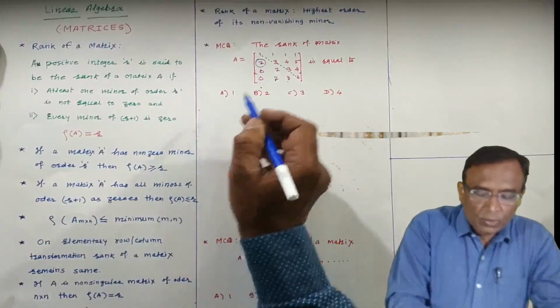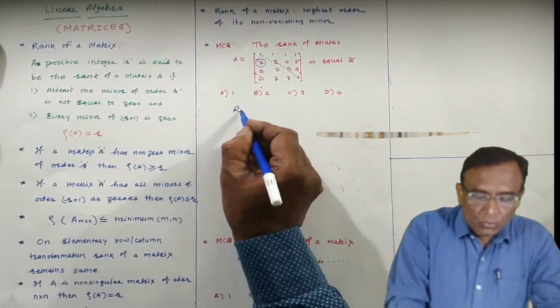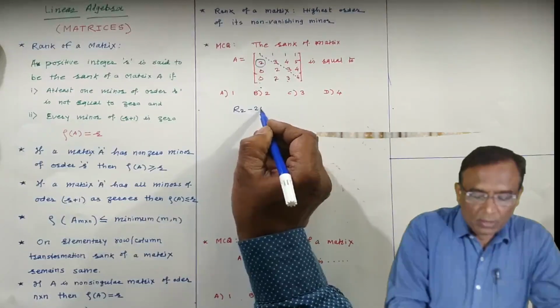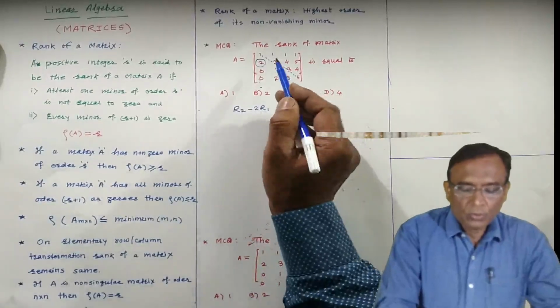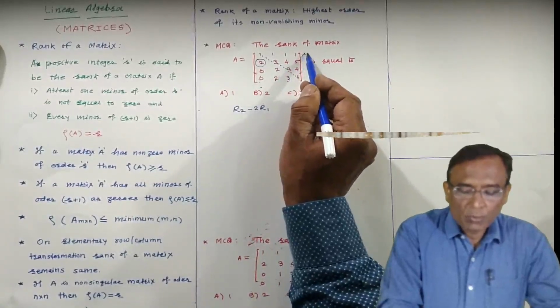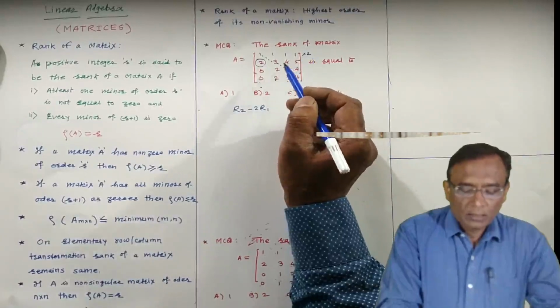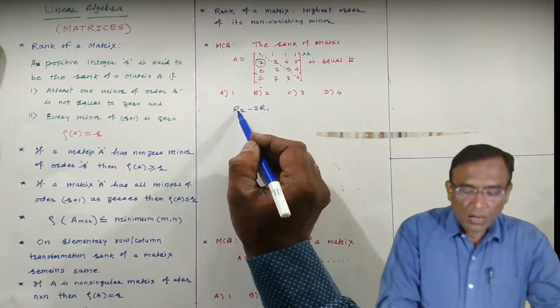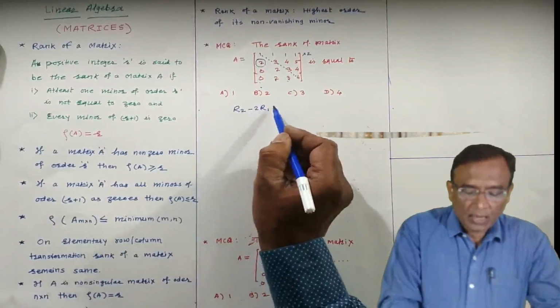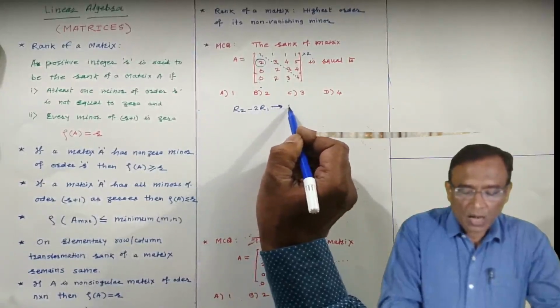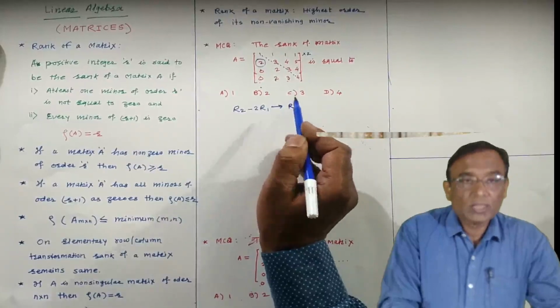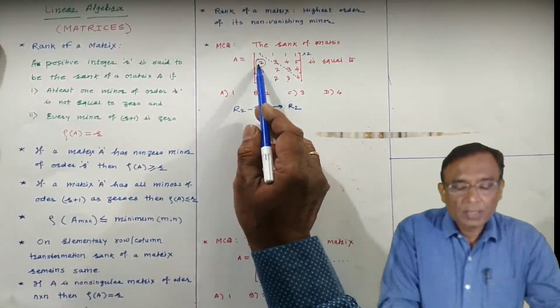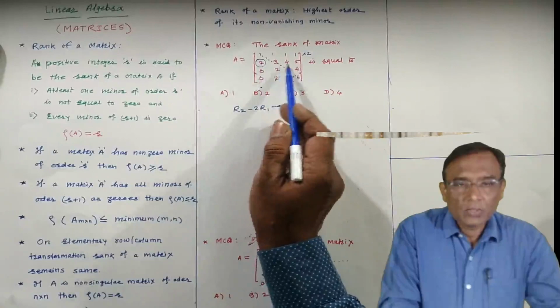So what I have to do is R2 minus 2 times R1. I am going to multiply the first row by 2 and then subtract that from the second row. This means R2 minus 2R1, and R2 minus 2R1 gives the new R2, because whatever result comes, I will write at the second row.